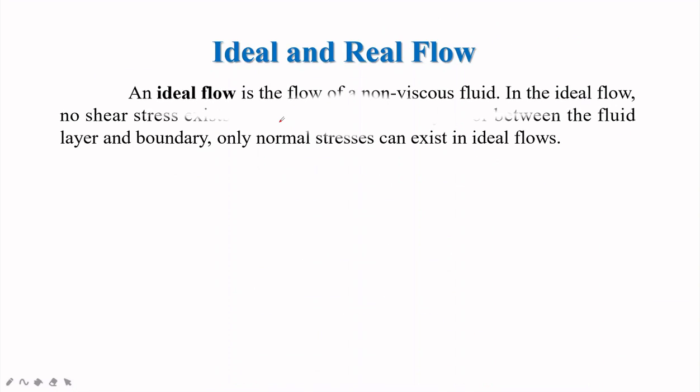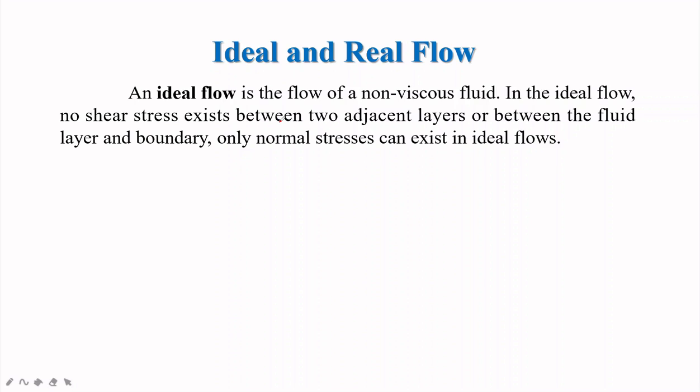Now, ideal and real flow. An ideal flow is the flow of a non-viscous fluid. In the ideal flow, no shear stress exists between two adjacent layers or between the fluid layers and the boundary. Only normal stresses can exist in the ideal flow. Fine. Ideal flow is a standard flow. We can imagine it only, it does not exist.